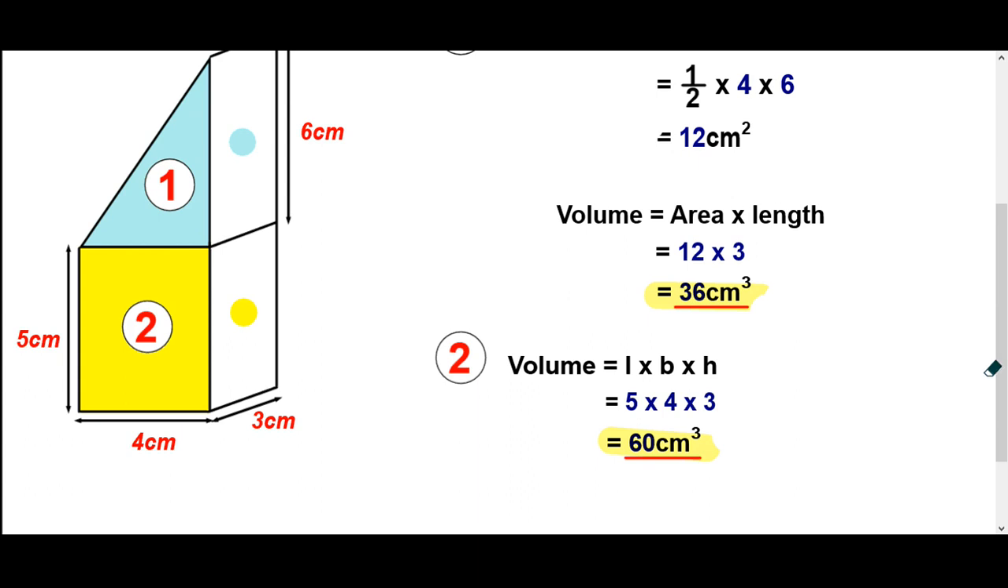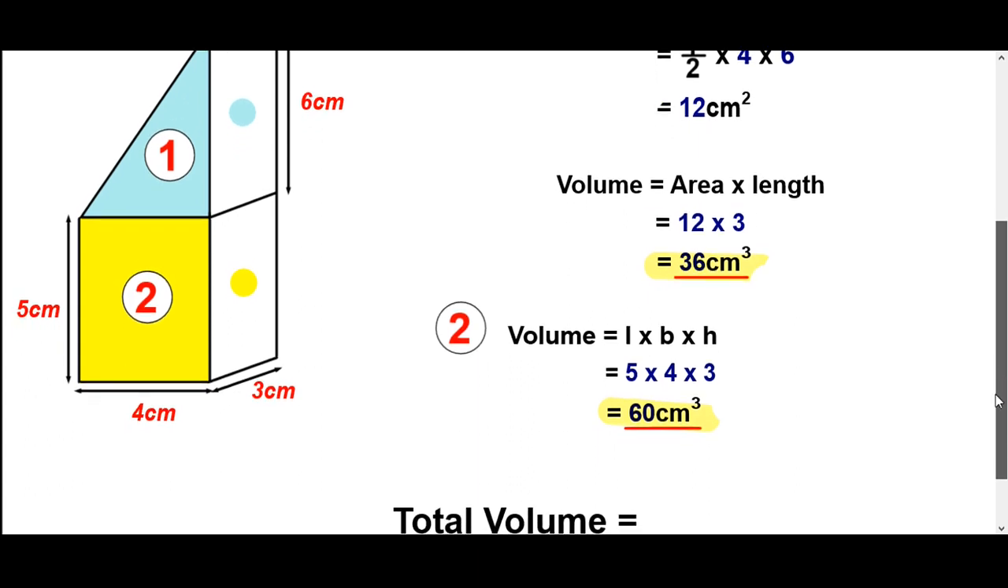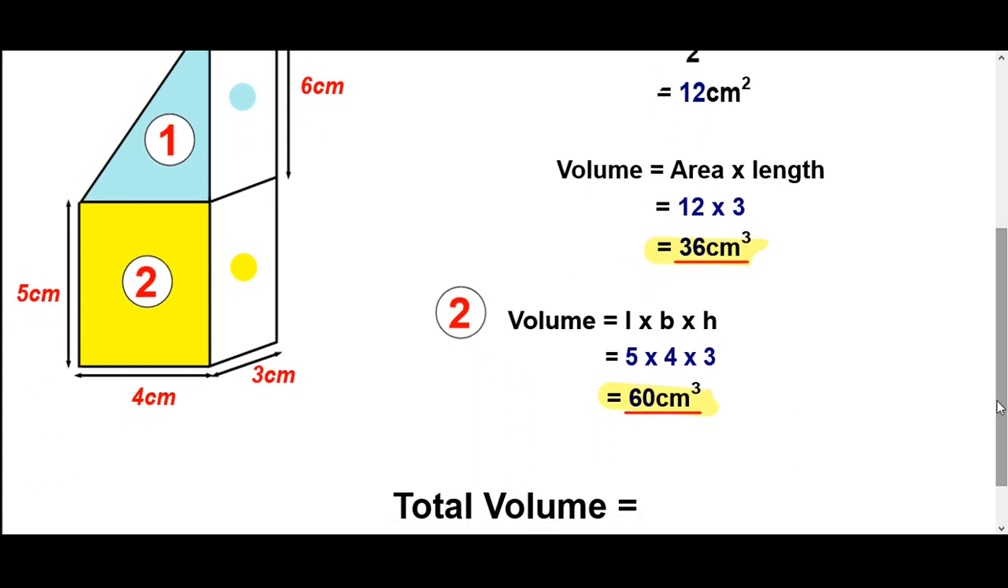Again, this is quite a big question, so we're not quite finished yet. What we have to do is work out the total volume. Now I've highlighted the answer to part 1 and the answer to part 2, so these are the ones I'm going to add together. 36 plus 60, and the total is 96 centimeters cubed.